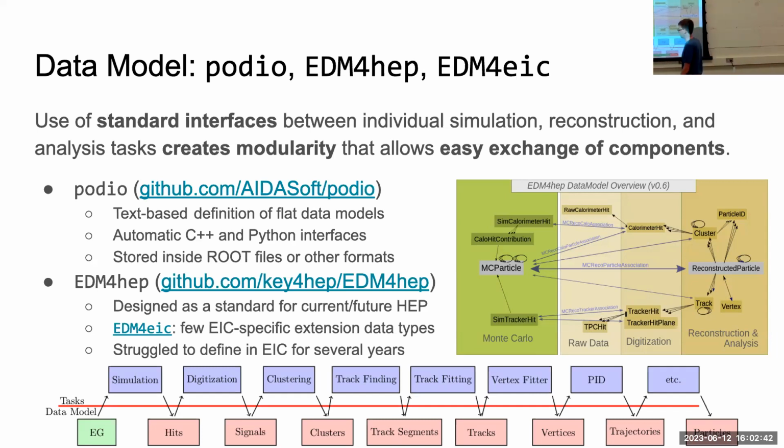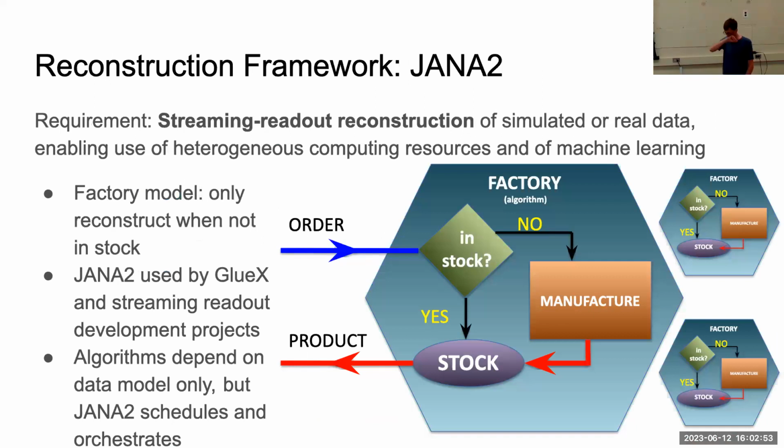And once again, you see here how this data model is essentially the interface between each of the steps in our simulation and reconstruction chain. So the other component that is new is a streaming readout reconstruction framework. Here we are using a project called JANA2, second version, which is used by GlueX and is adapted for streaming readout. It's actually an elegant approach.